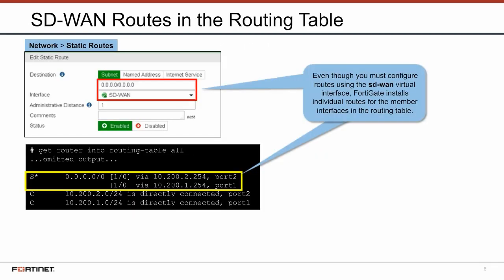Even though you must configure routes using the SD-WAN virtual interface, FortiGate installs individual routes for the member interfaces in the routing table. These routes share the same attributes, destination address and subnet, distance and priority, and are both active. This allows FortiGate to remove individual routes in the event of an interface outage and redirect all traffic to the remaining member interfaces without affecting the whole SD-WAN load balancing group.